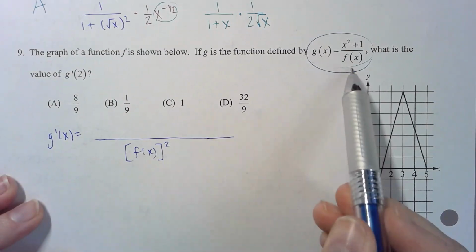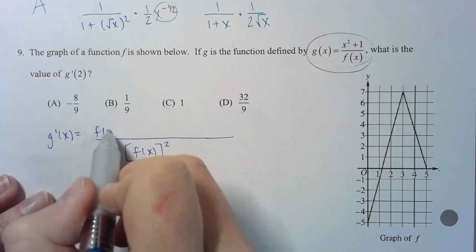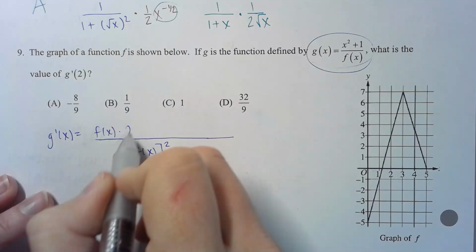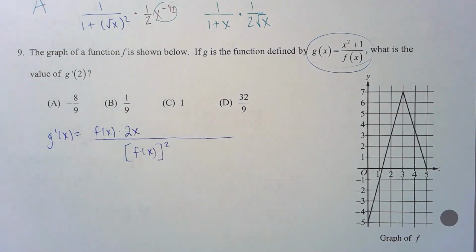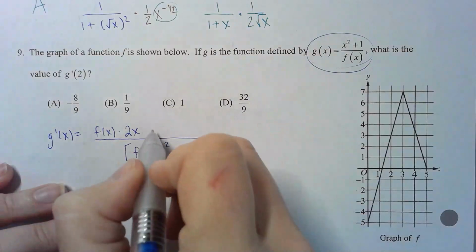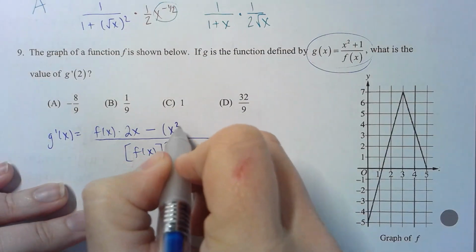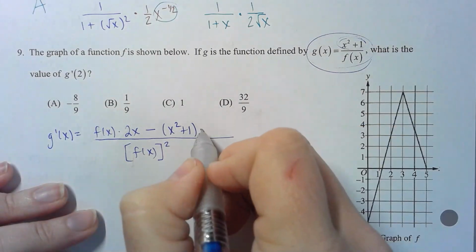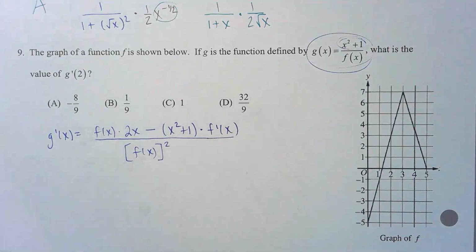Quotient rule says square the bottom, and then we're going to rewrite the bottom, and then we're going to multiply by the derivative of the top, which is just 2x. Like, I don't need parentheses. You can put them there. Minus the top, now I do need parentheses because I have more than one term, times the derivative of the bottom, which is f prime of x.